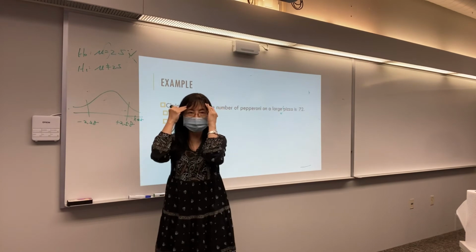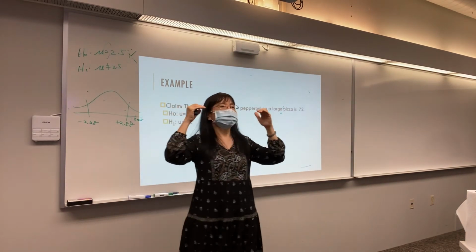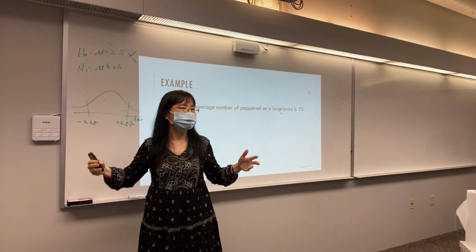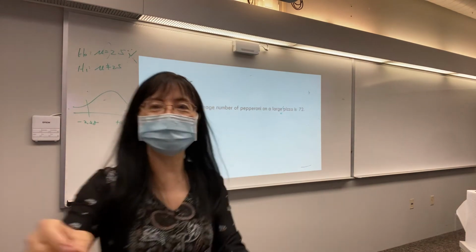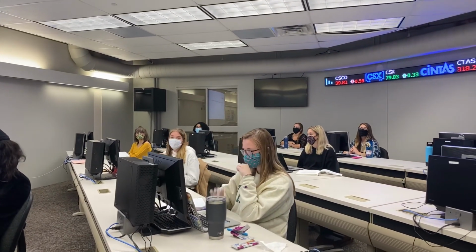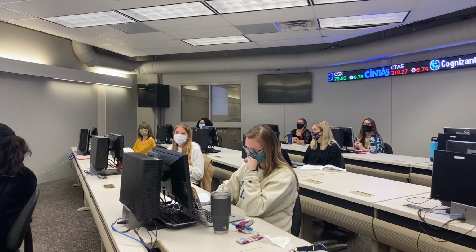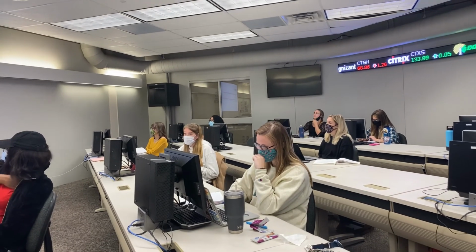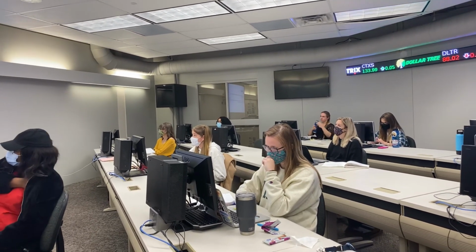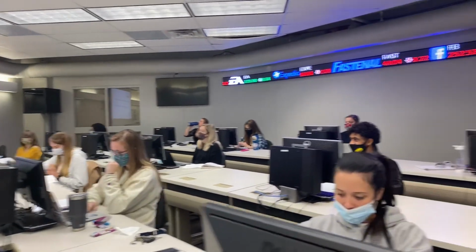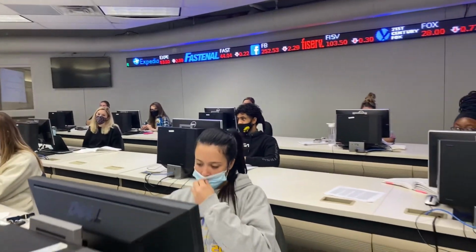You already kind of get the idea. Can somebody give me the statement for type 1 error? Who wants to try? Oh, sure, good. Okay, say it. I reject that the average number of pepperoni on a large pizza is 72, even if it's 72. Okay, so we reject the average number of pepperoni on a large pizza being 72 when it's actually true. Good job.